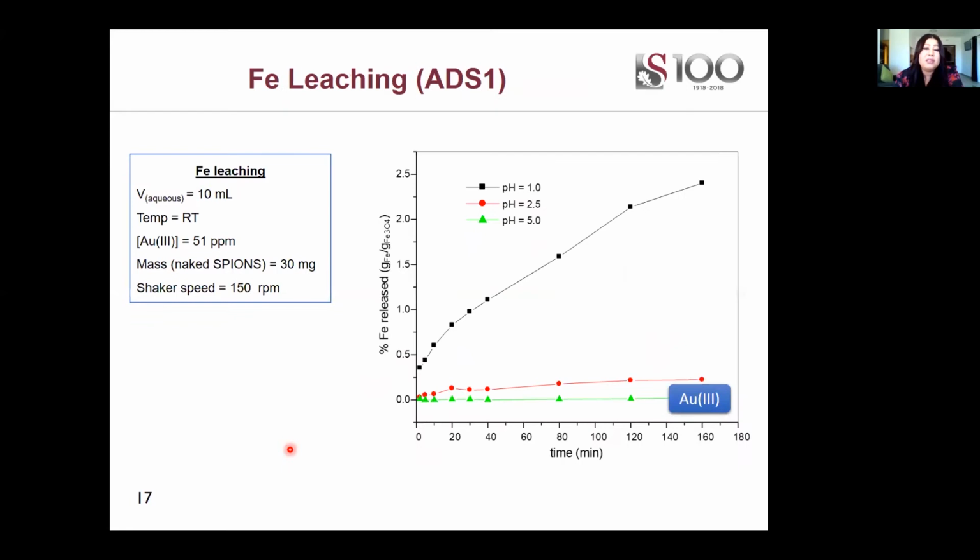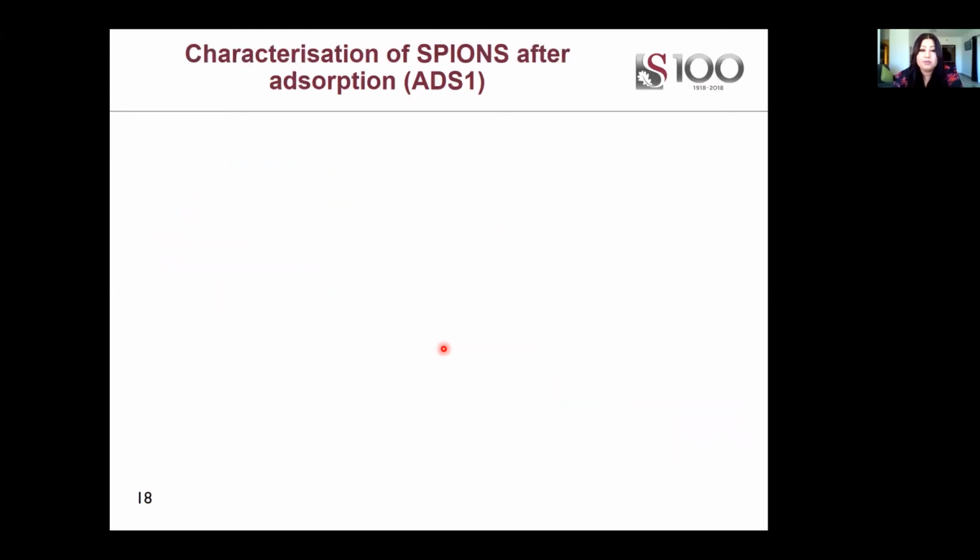So when we looked a bit closer, we realized we monitored the iron in our solutions, and we realized over time that so much iron is leached from our nanomaterials at a pH of 1. Of course, this means our adsorbent, our magnetic nanoparticle, which is such an excellent extractor for gold, is not stable at a pH of 1.